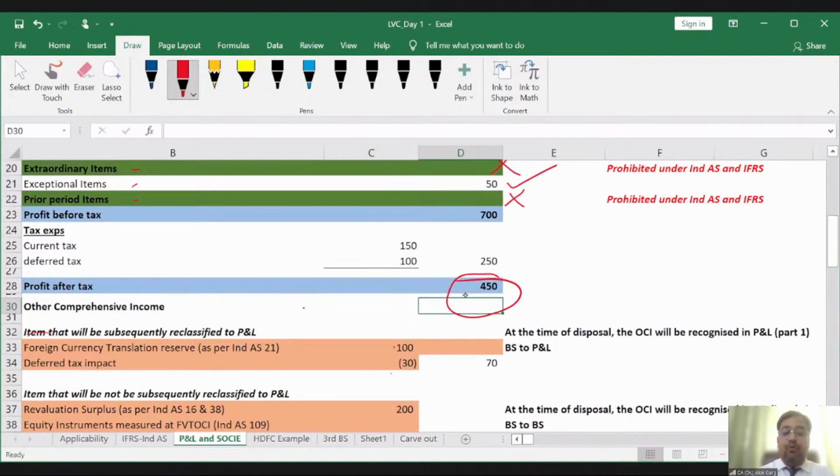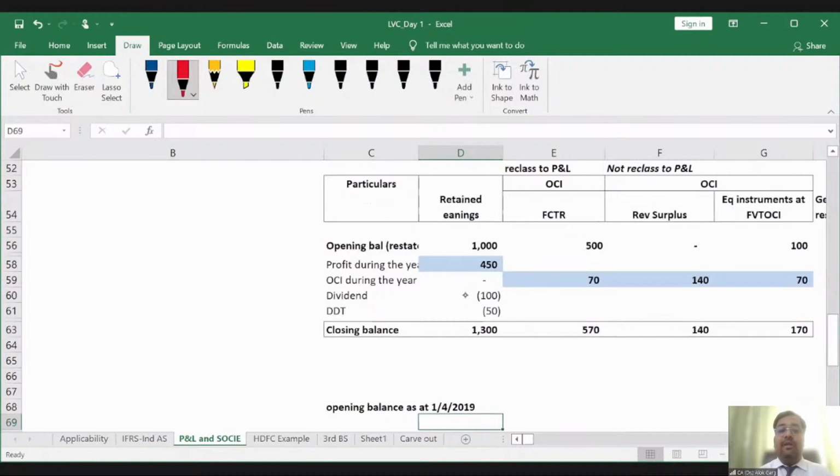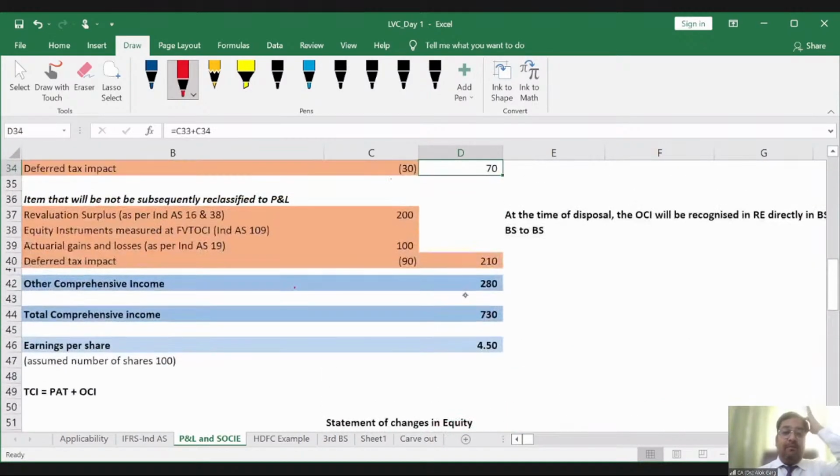This 450 will go to the retained earning in the statement of changes in equity. This 450 will go to the retained earning. But other comprehensive income item has to be shown separately in the statement of changes in equity, in the other equity, which is nothing, which is reserves and surplus.